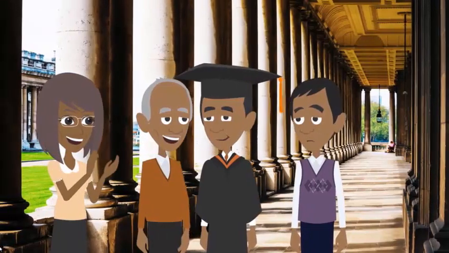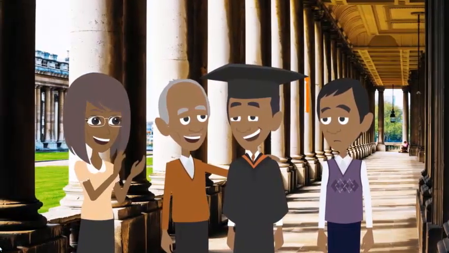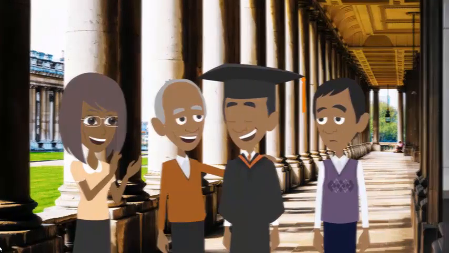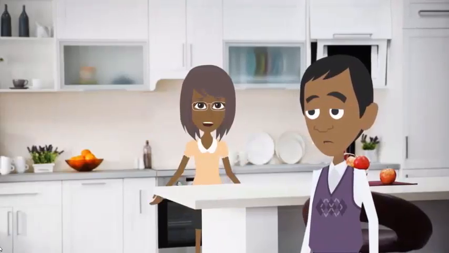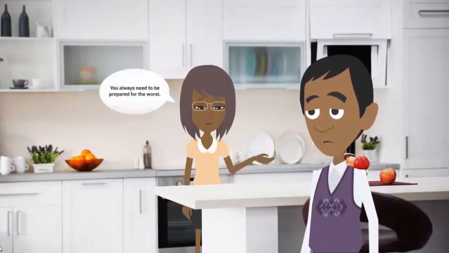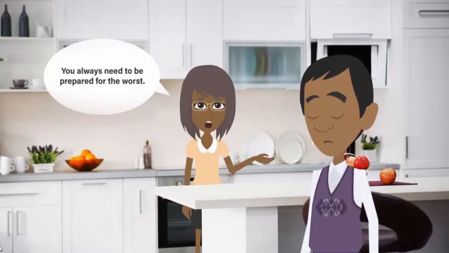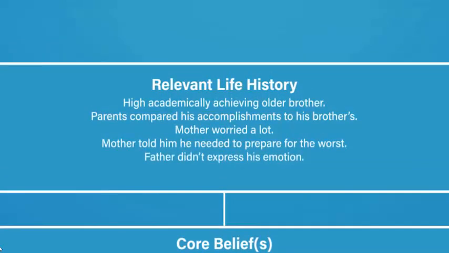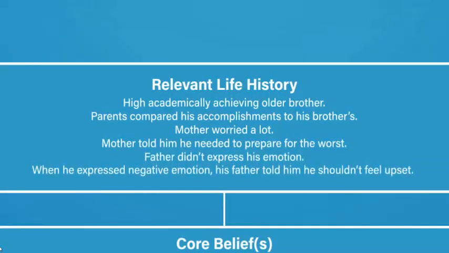Ken grew up with an academically high-achieving older brother, and then his parents often compared Ken to his brother. His mother would also worry aloud, and she frequently told him that he always needed to prepare for the worst. His father didn't express much emotion, and when Ken was distressed, his father would also tell him, you shouldn't feel so upset.